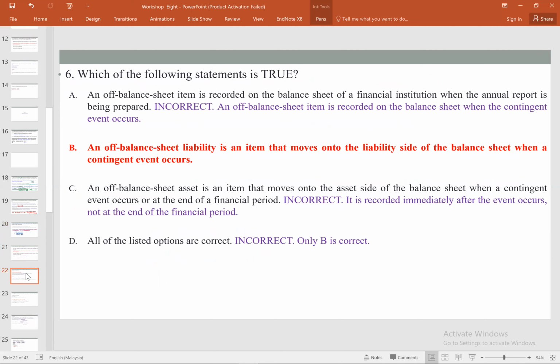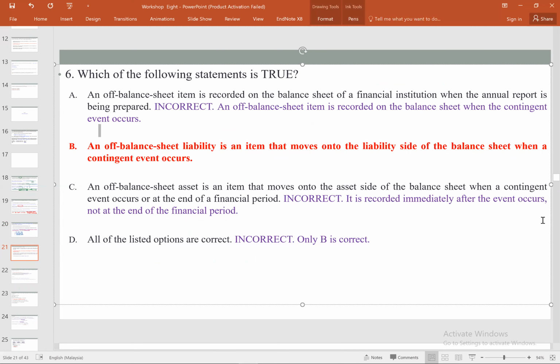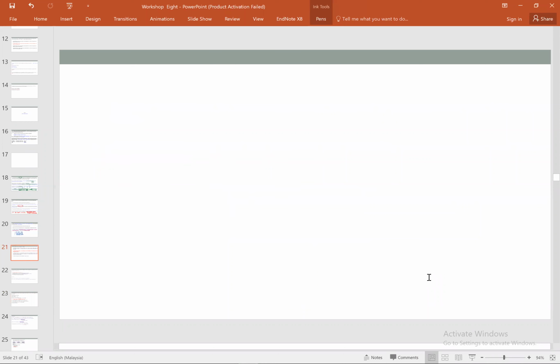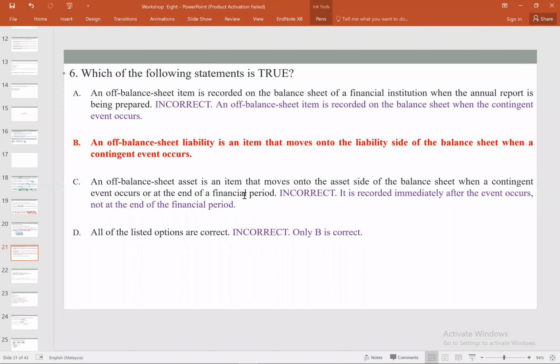I think this is the last question. So the last question is, which of the following statements is true? An off-balance sheet item is recorded. This is the right thing, which is off-balance sheet. An off-balance sheet liability is an item that moves onto the liability side of the balance sheet when a contingent event occurs. Okay.